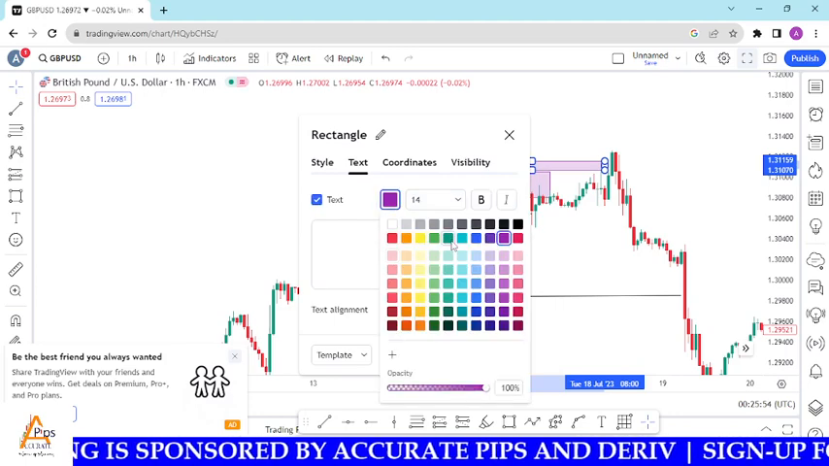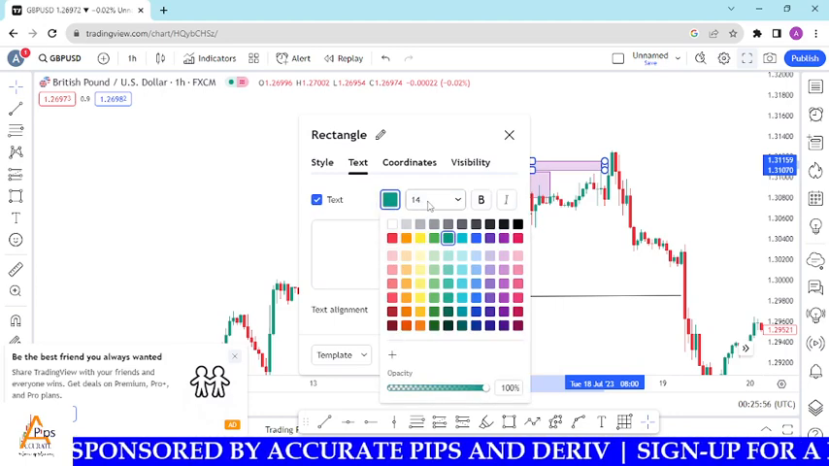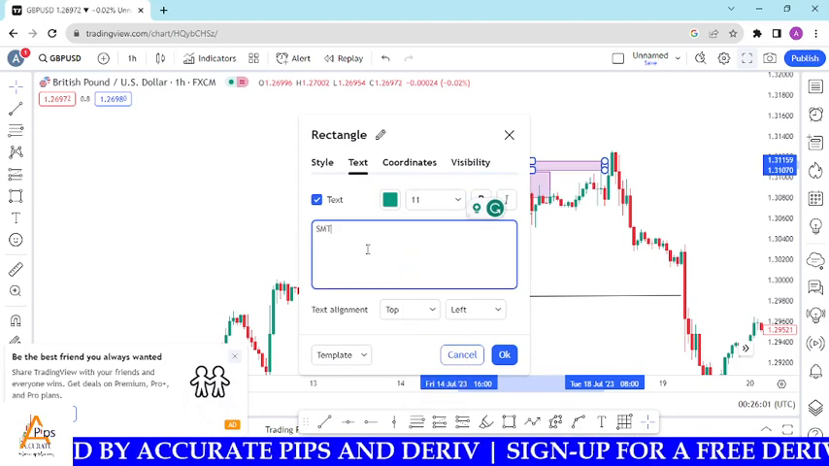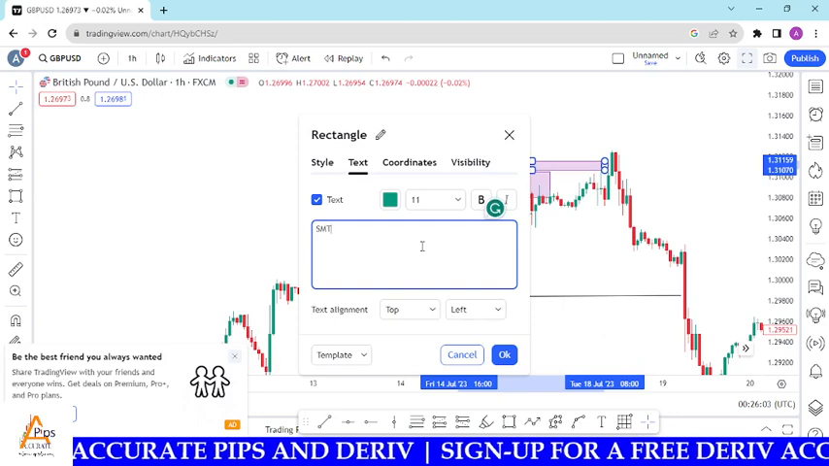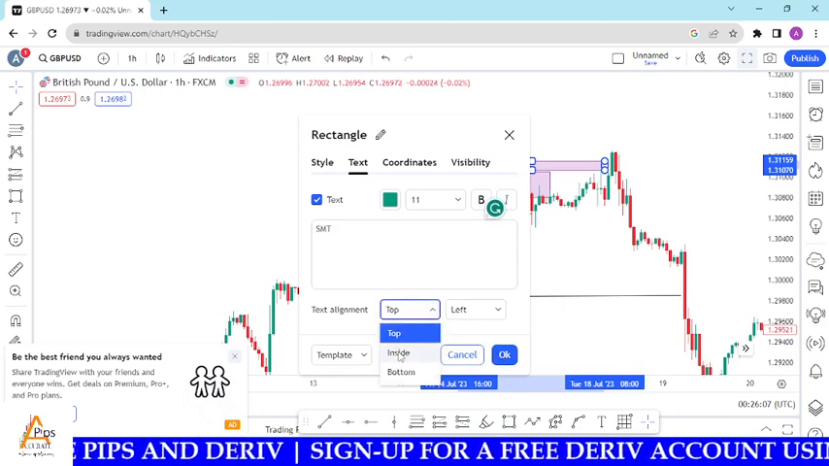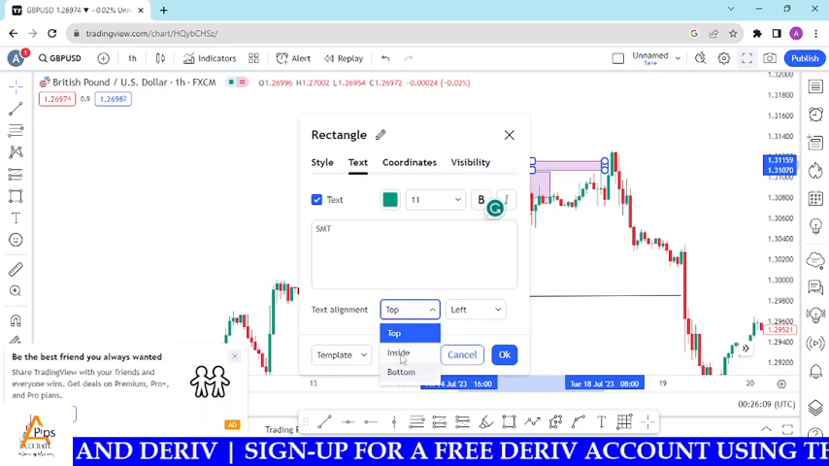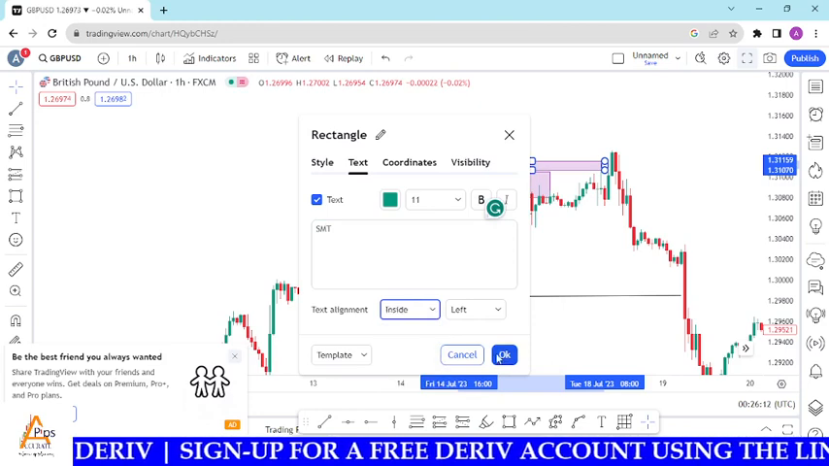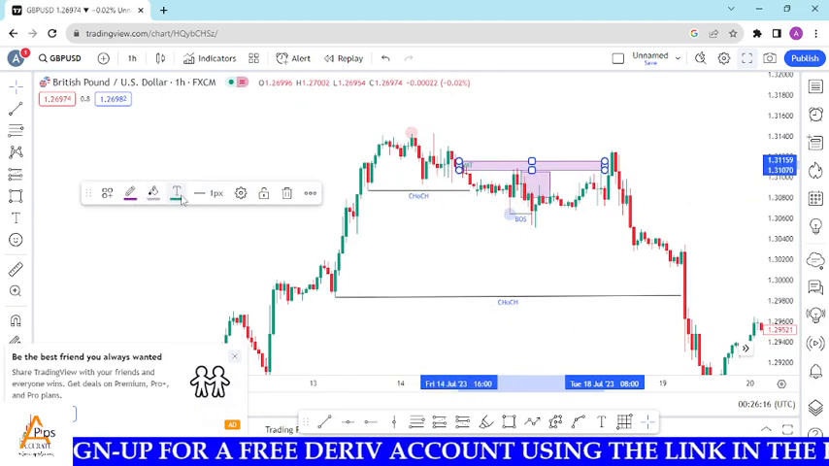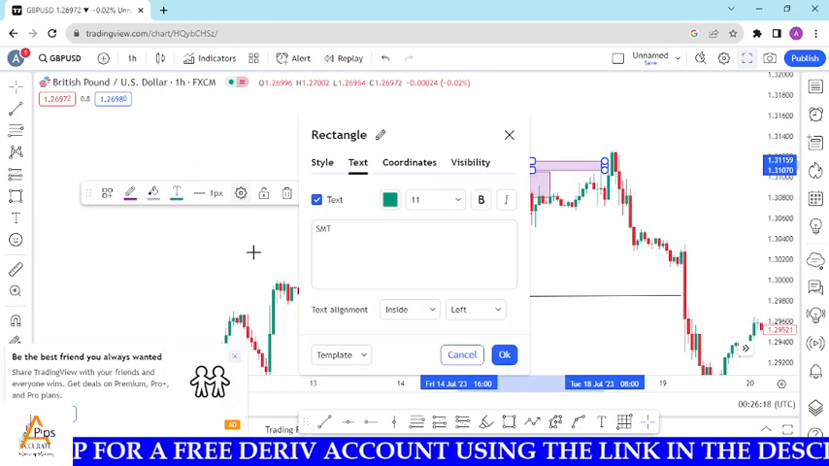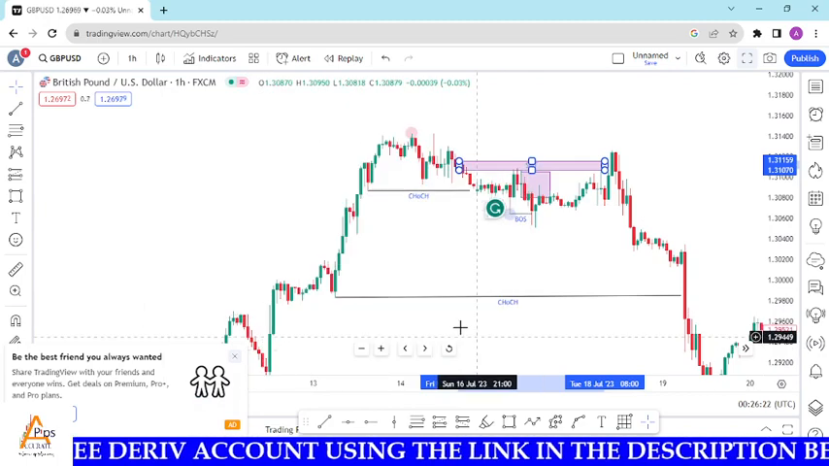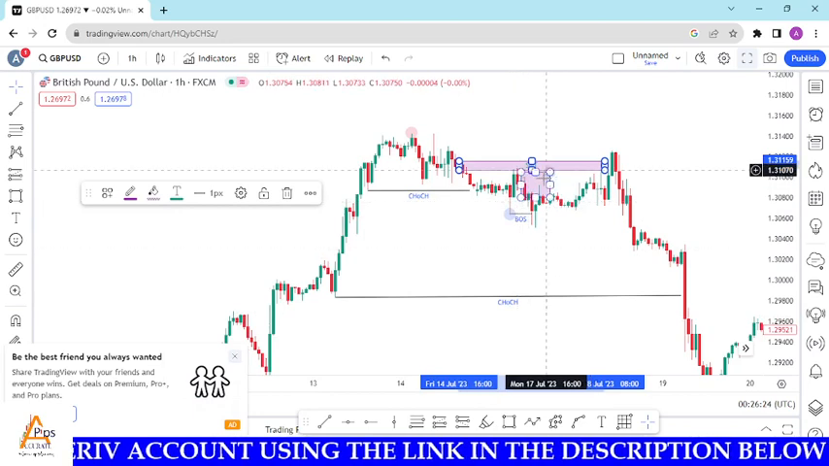Let me change this to green and this to 11. So this is our SMT, smart money trap, because a lot of them are going to be buying from that point. Okay, a lot of them are going to be buying from that point. Let me make this center. Okay, all right, so that is our SMT.